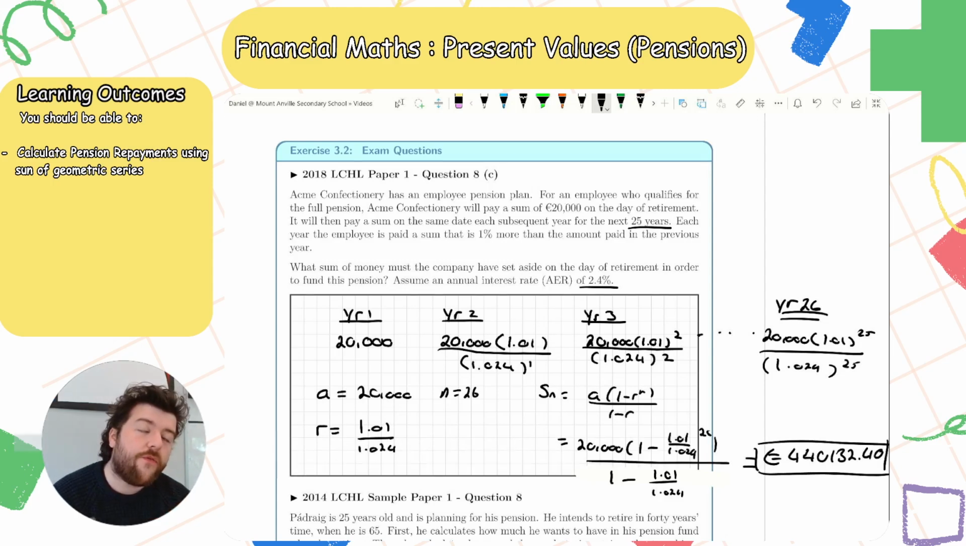So, in order for Acme Confectionery to pay out a pension of 20,000 a year for the next 25 years, with each year being 1% more than last year, they need to have 440,132 euro and 40 cents saved on the day of retirement.